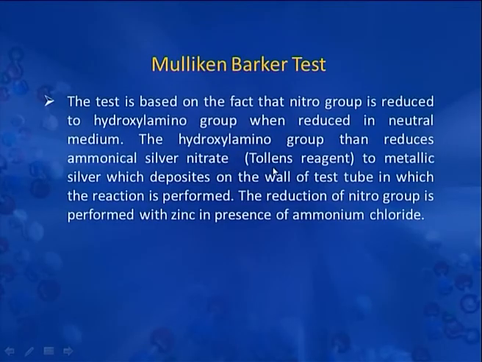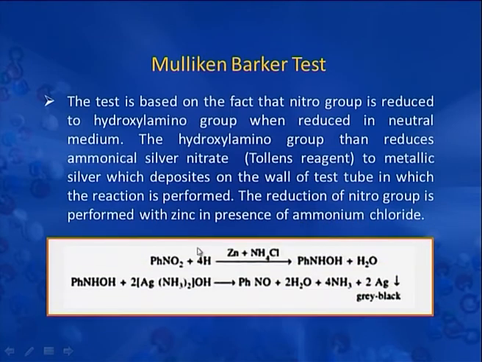The test is based on the fact that nitro group is reduced to hydroxylamino group when reduced in neutral medium. The hydroxylamino group then reduces ammoniacal silver nitrate, which is the Tollens reagent, to metallic silver, and this metallic silver deposits on the wall of test tube in which the test is performed. The reduction of nitrobenzene performed with zinc in presence of ammonium chloride makes this Mulliken's Barker test. Here you can see nitrobenzene forms phenyl hydroxylamine. This phenyl hydroxylamine is treated upon with Tollens reagent and there is formation of silver precipitates on the walls of the test tube.